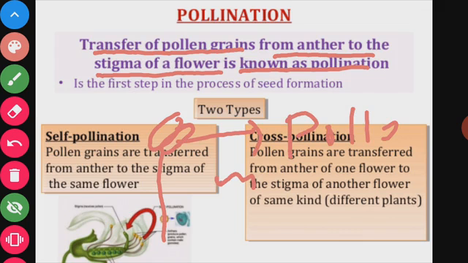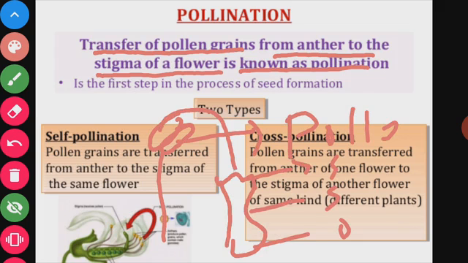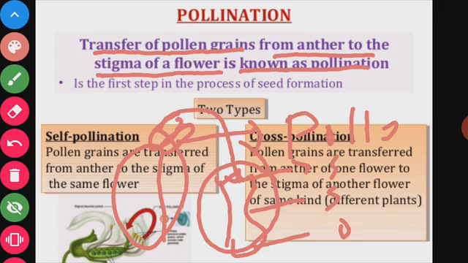And stigma is one of the parts of the pistil: stigma, style, and ovary. When there is the transfer of pollen grain from the anther to the stigma, from the male reproductive part to the female reproductive part, that process is known as pollination. I hope you got it. Once again, I will define it. Pollination is the process in which there is the transfer of pollen grain from the anther, the male reproductive part of the flower, to the female reproductive part of the flower.